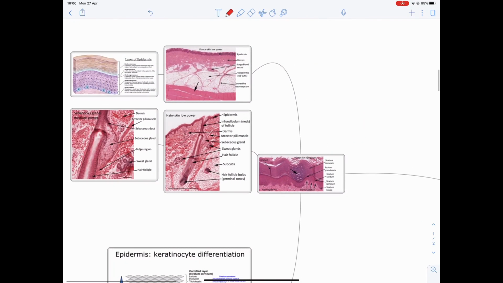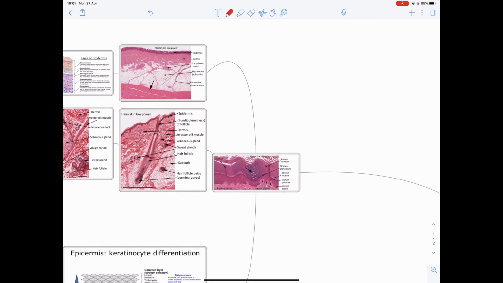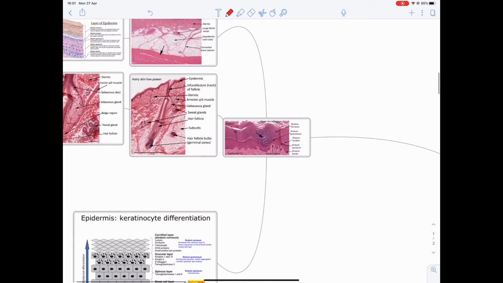Now looking at the dermis, so that was the epidermis that we did. Looking at the dermis then, dermis is mostly comprised of connective tissue, and dermis itself is comprised of two parts. You got the papillary dermis and the reticular dermis. Papillary dermis is closer, as you can see here written, closer to the epidermis. So it's immediately below the epidermis, and it is made up of loose, irregular connective tissue.